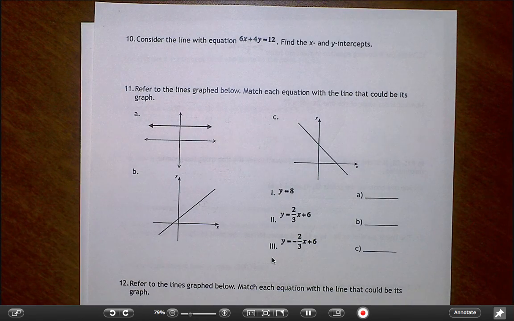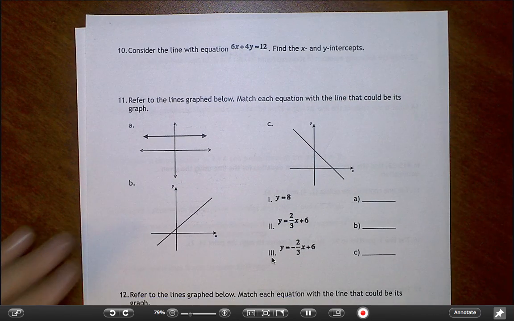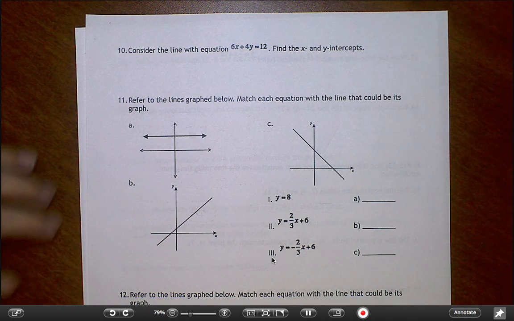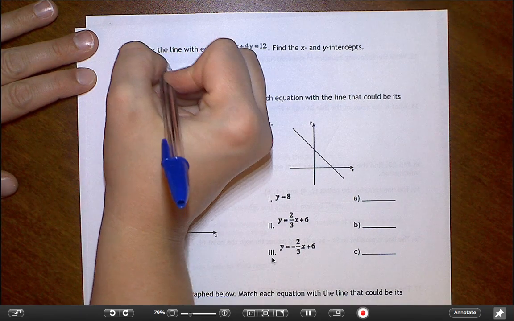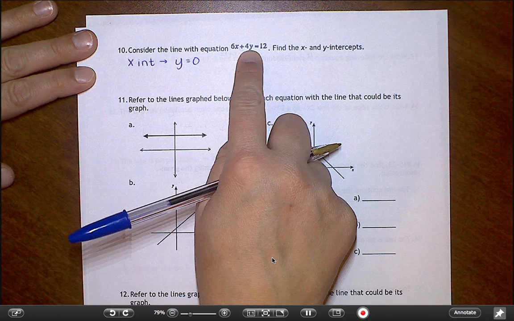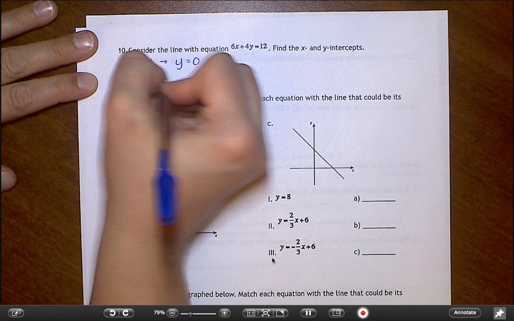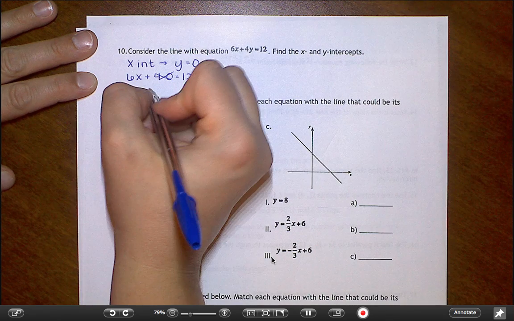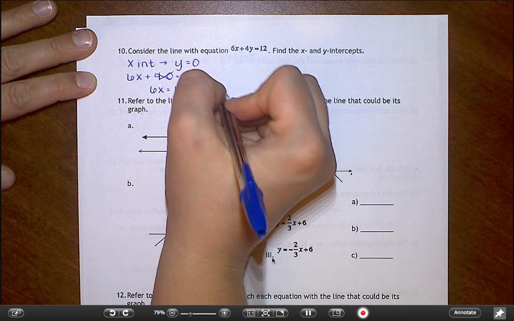Okay, so consider this line, 6x plus 4y equals 12. Find the x and the y intercepts. If you watched the previous video, we talked about this. Anytime you're looking for an x-intercept, we know that the y value is going to be 0. So in an equation like this, the y value is going to cancel out. It'll look like this: 6x plus 4 times 0 equals 12. This is gone, so I end up with just 6x equals 12, which means my x-intercept is at 2.